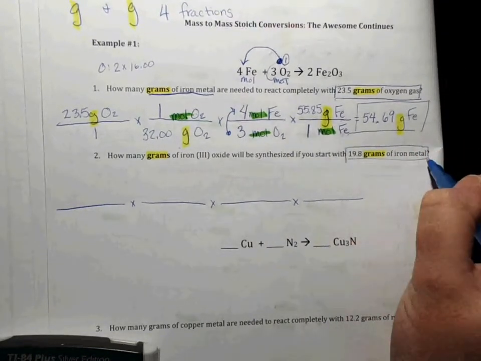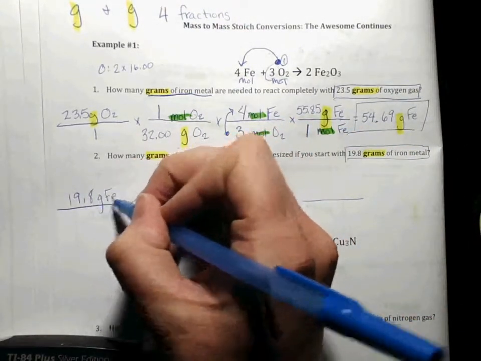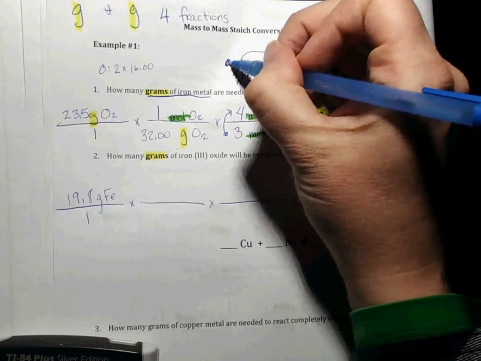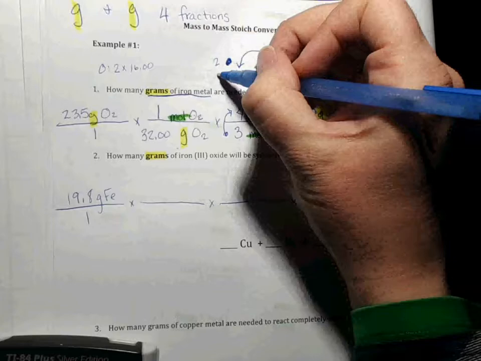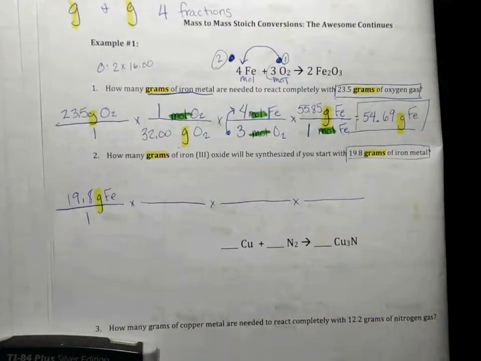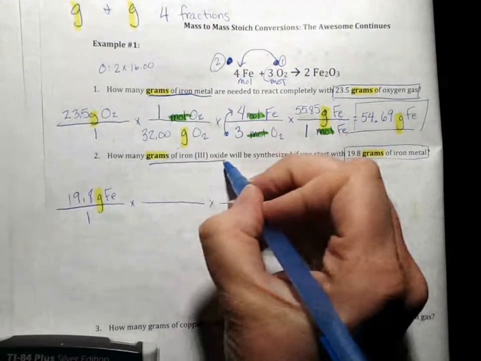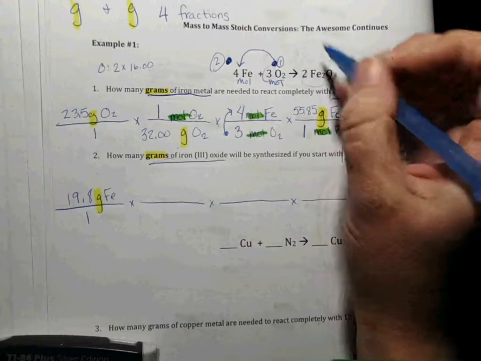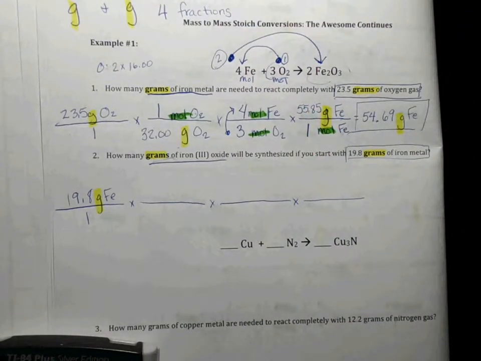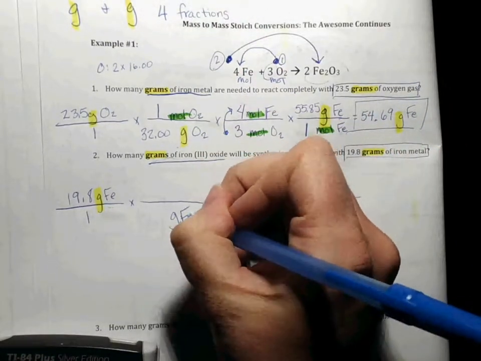19.8 grams of iron metal are the given, so 19.8 grams of iron over 1 is going to be my first fraction, and iron is where my bridge is going to start for problem 2. There's the start of my bridge for number 2. Problem 2 is asking for grams of iron 3 oxide. That's this compound over here, so that's where my bridge is going to point. I remember that what goes up must come down, so grams of iron will come down to the bottom.